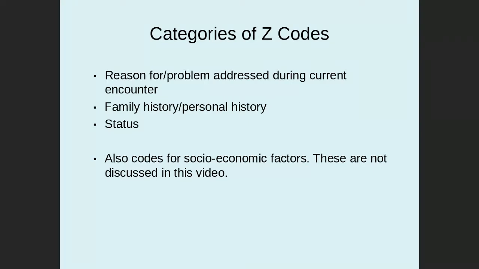There are also family history and personal history codes and status codes. These may not be the reason the patient is seen, but they will affect the way that the patient will be treated, and also socioeconomic factors like the homelessness and illiteracy. These are important Z codes, but these are not part of this video.